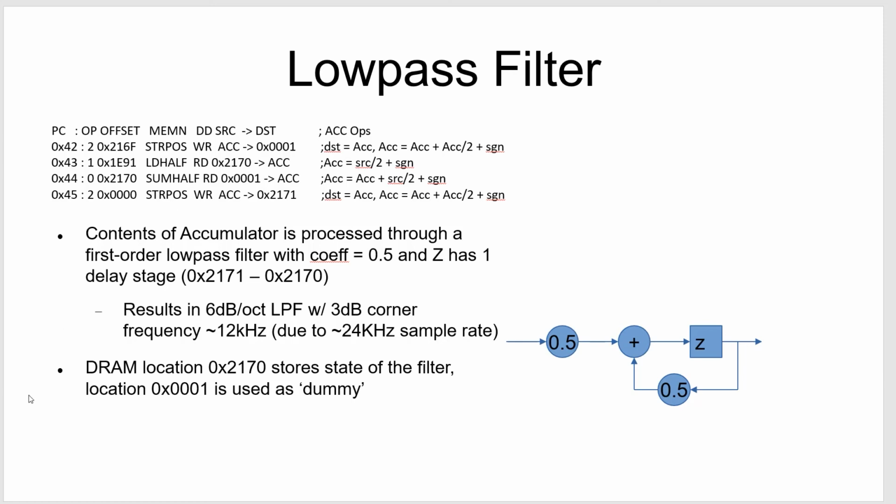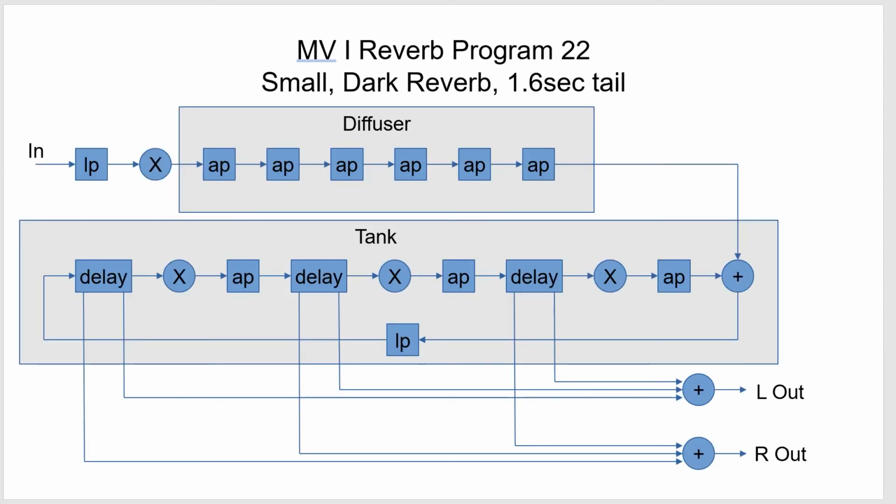Well, let's look at what algorithm 22 is. And so here's the full block diagram of algorithm 22. So algorithm 22 is a small dark reverb with a 1.6 second tail. So how is this done? Well, the first question is, how did Keith Barr decide that this whole page here is a proper way to do a nice sounding small dark reverb with 1.6 second tail?